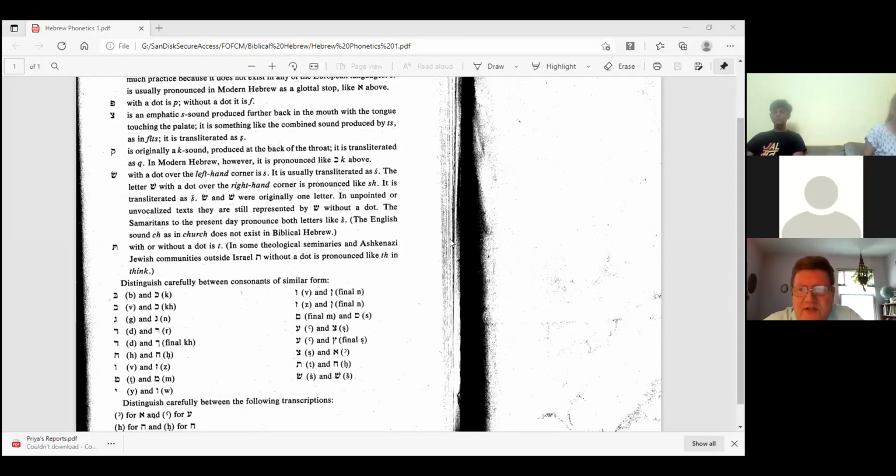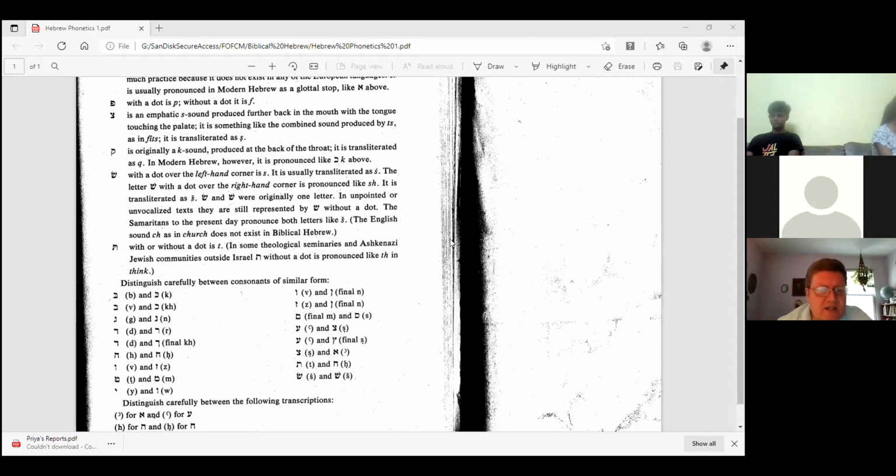So we have a list of perhaps 16 or 17, actually a few more, maybe 20 combinations of Hebrew letters that look similar, that we want to make sure we understand are different.